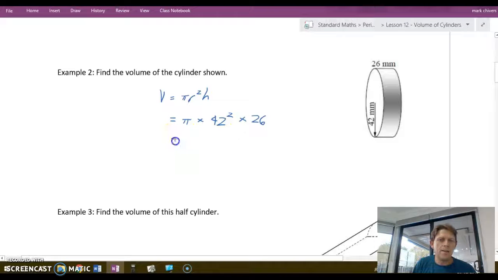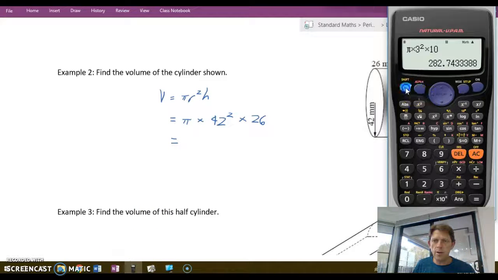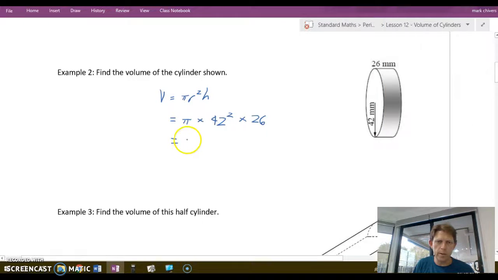Right, so we move on and we plug all that into the calculator. So pi times by 42 squared. Oh, hang on, let's just check something. I'm pretty sure we're right though. Times by 26 being the height. And that gives us 144,086. I'll round that to a whole number, so we'll just go with 144,086.